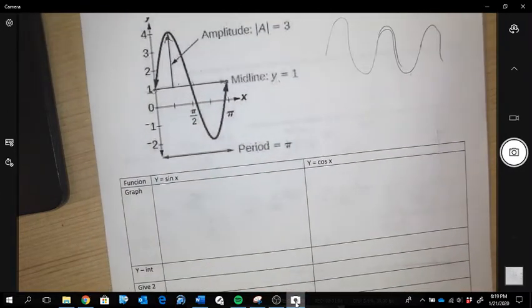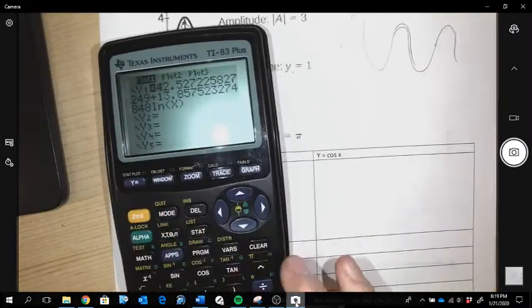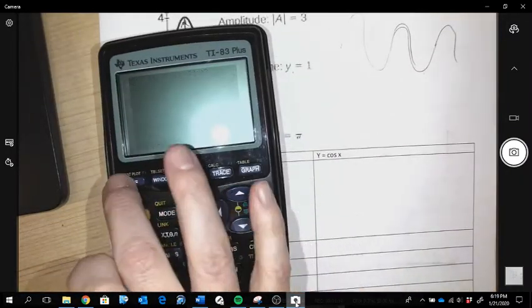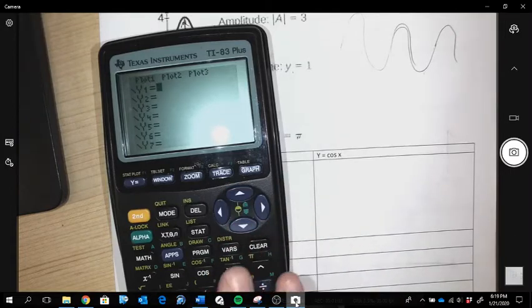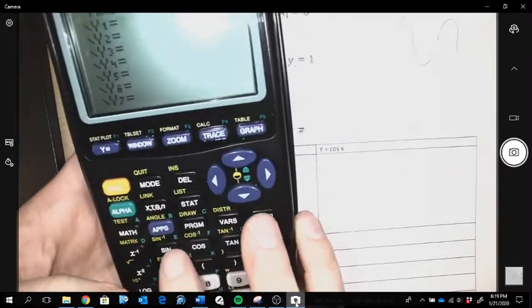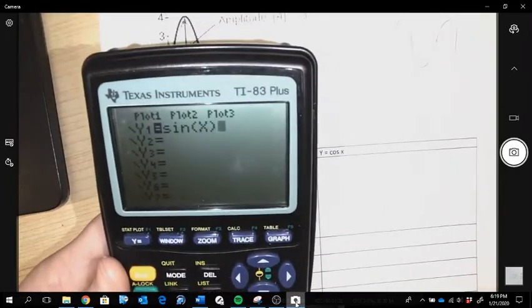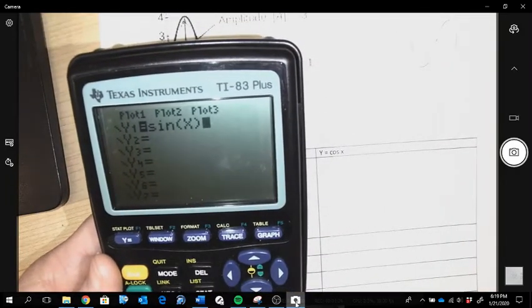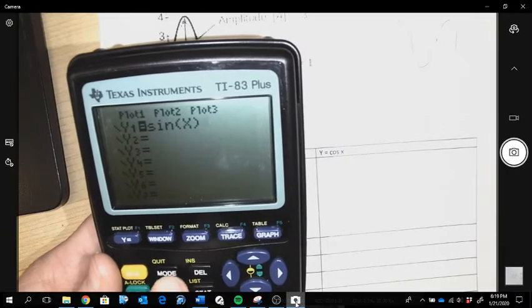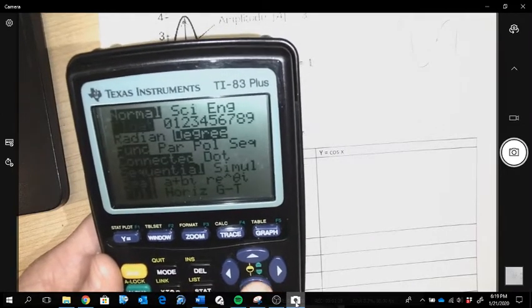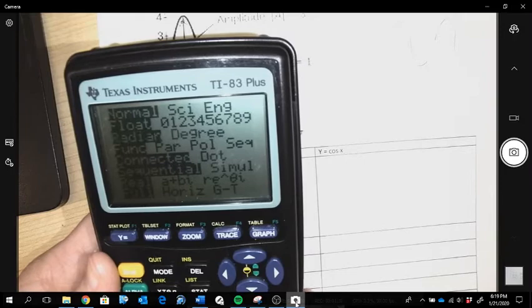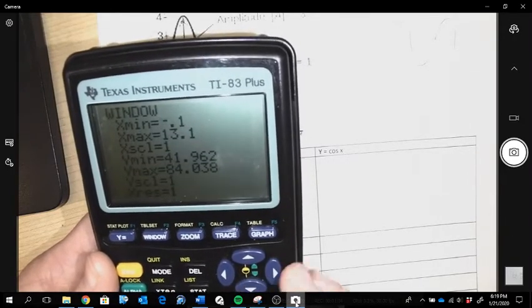Okay, so we're going to graph y equals sine x. Okay, so y equals, gotta get all this other stuff out of there. So sine of x, that's what it's going to look like. Okay, so let's go into radian mode. Okay, so I'm in radian mode, so I'm going to go back to my window here.